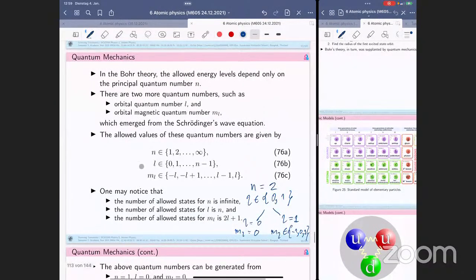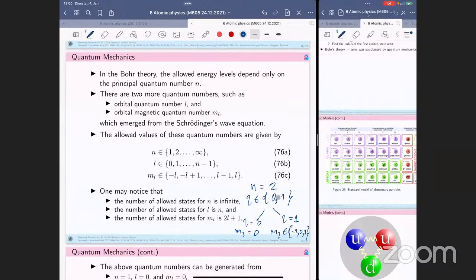All right. One may notice that the number of allowed states for N is infinite. The number of allowed states for L is N. You can say that when N is 2, the number of elements in this set is also 2. When N is 3, you have L in the set 0, 1, 2, and the number of elements is 3. The number of allowed states for ML is 2L plus 1, right?